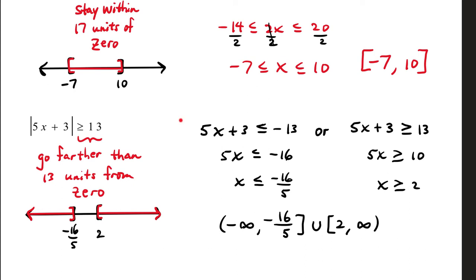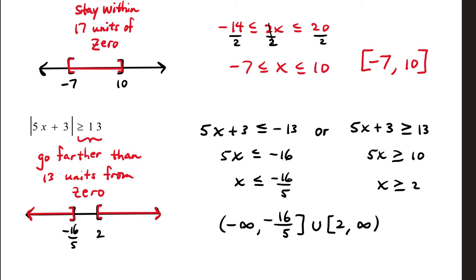Well, if you start at 0 and you go 13 units, you stop at negative 13. But since our distance has to be 13 or more units away, we stay left of negative 13 on a number line. That's where this first inequality comes from. 5x plus 3 less than or equal to negative 13. That ensures that we're staying a distance farther than 13 units from 0.